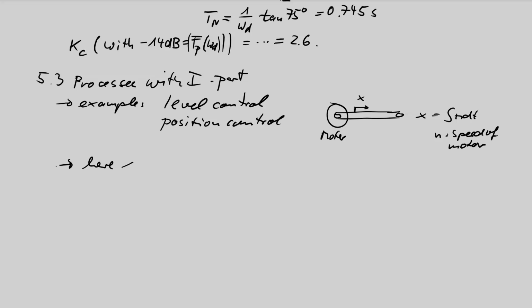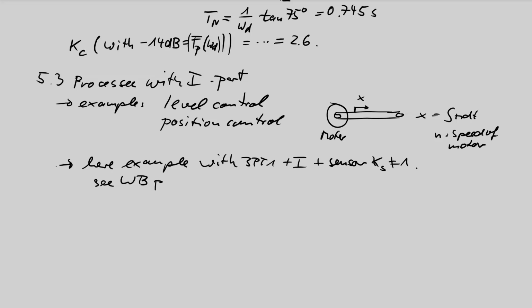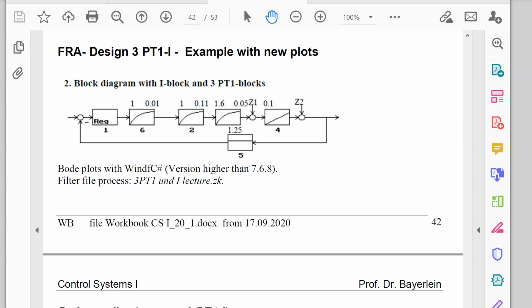Here, example with 3 PT1s plus integrator plus sensor. Gain if the sensor is not 1. See workbook page. What do we have here? No, wrong page. Workbook page 42, where you can see the parameters.